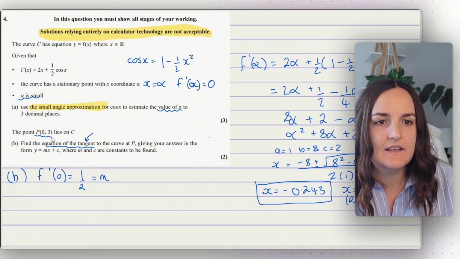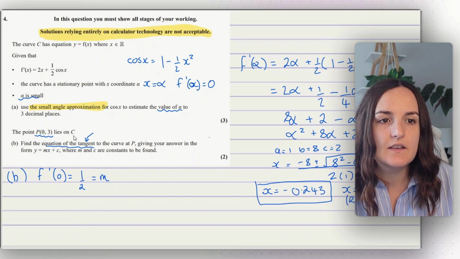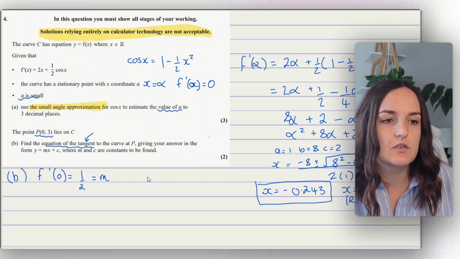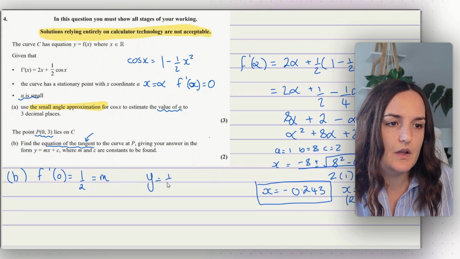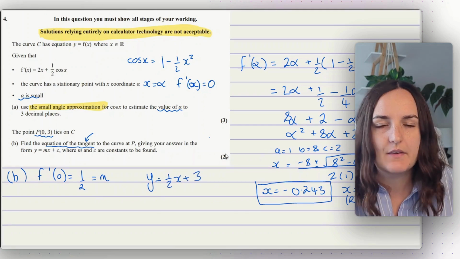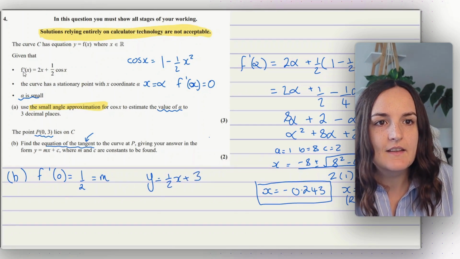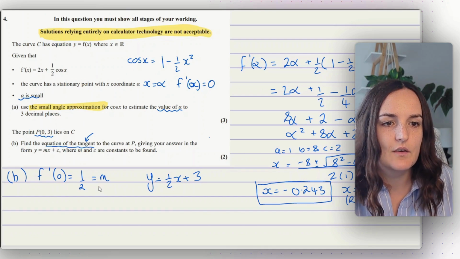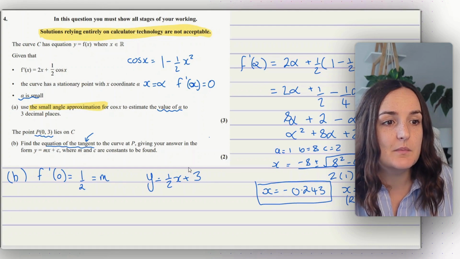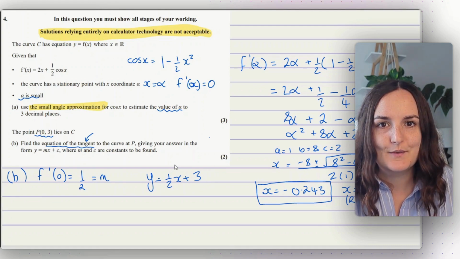And you can clearly see here, if this point lies on C, then this must be our y-intercept, because x equal to 0 gives the y-intercept. So you can just put this straight into the equation, y equals a half x plus 3. Now that is the quickest 2 marks you can ever get. As long as you understand that the derivative gives you the gradient of the tangent, then you can do this pretty easily. Now, you'd be surprised at where people lost marks for this.